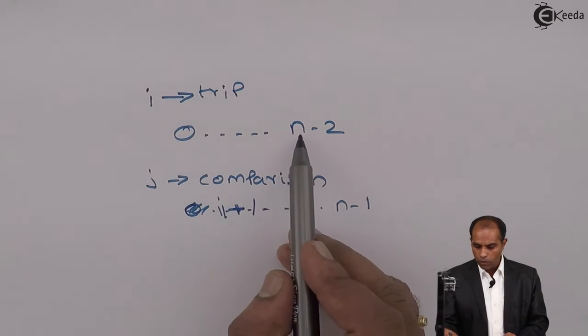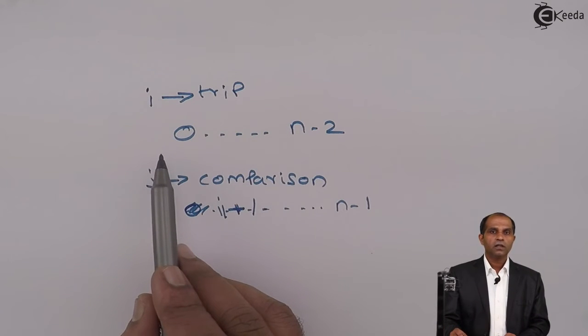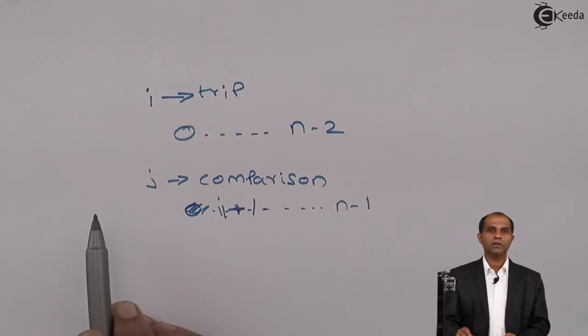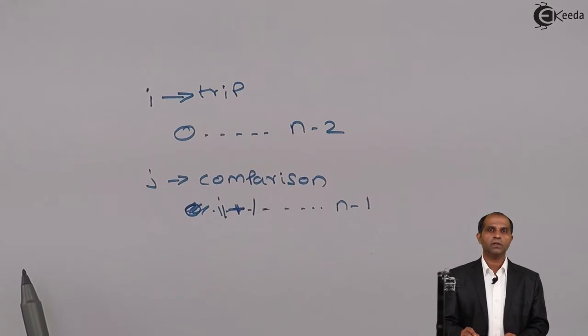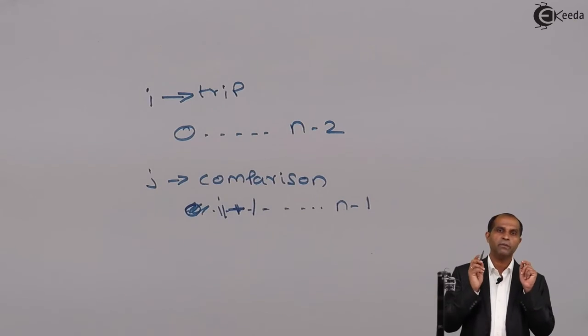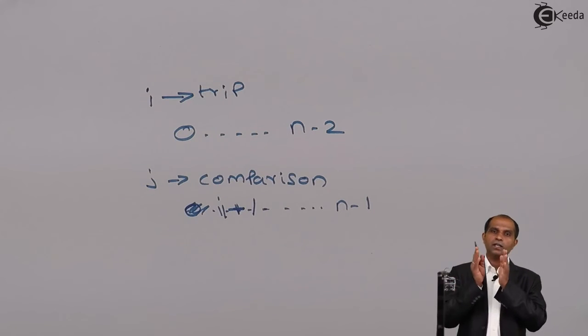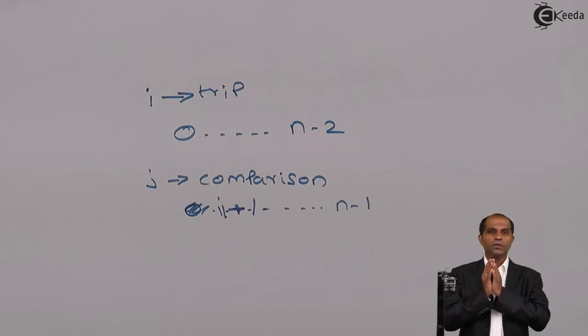So there is one more logic, why n minus 2. The first number can be compared with the last number, the second number can be compared till the last number, the third number can be compared till the last number, the second last number can be compared with the last number, but the last number cannot be compared with anyone. So hence I should avoid comparing the last number, I should stop at the second last number. If the last number has an index of n minus 1, the second last number is n minus 2.